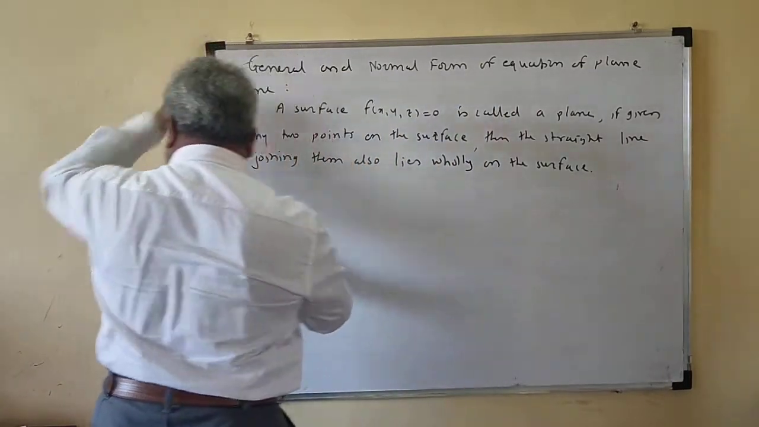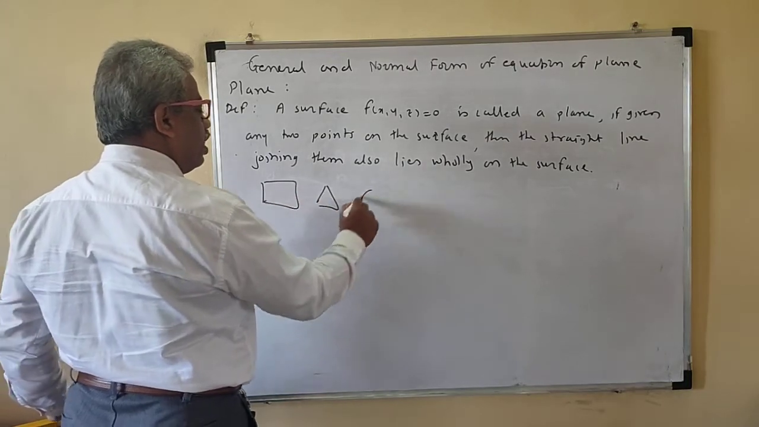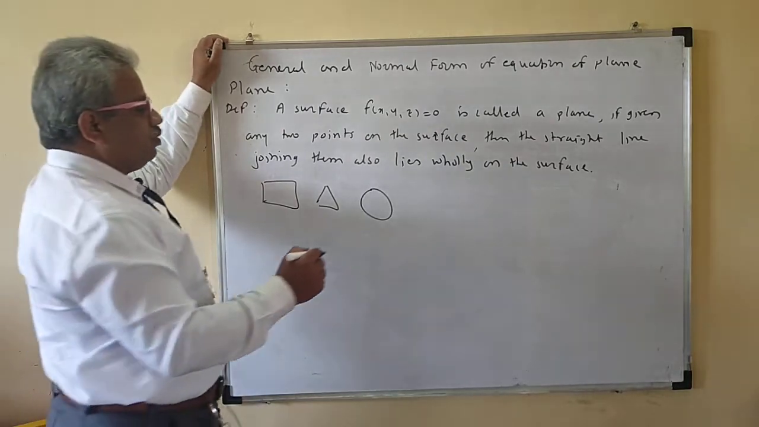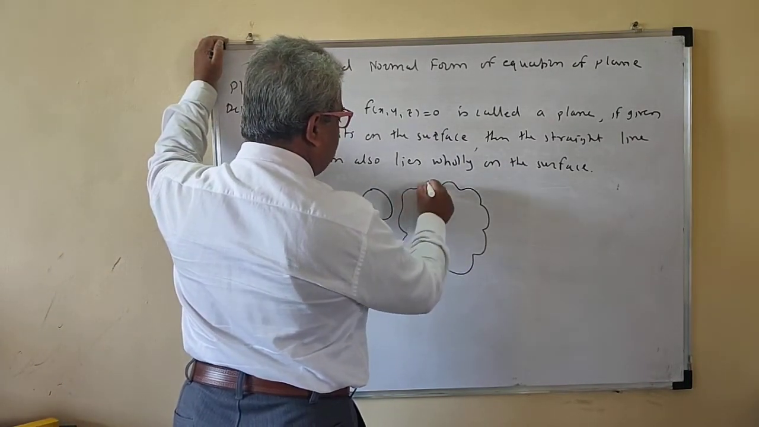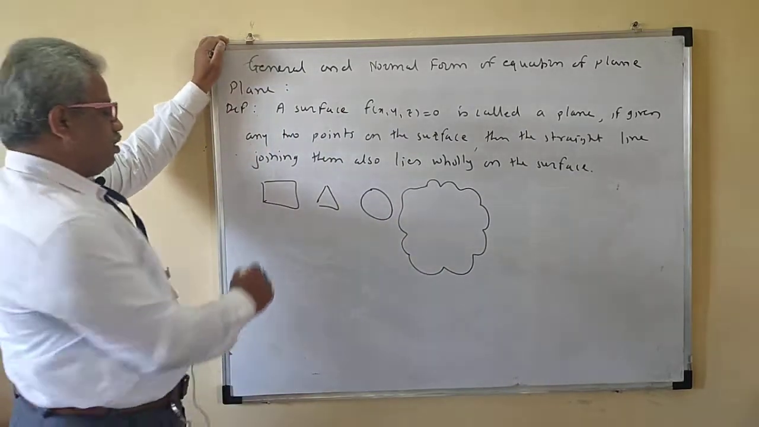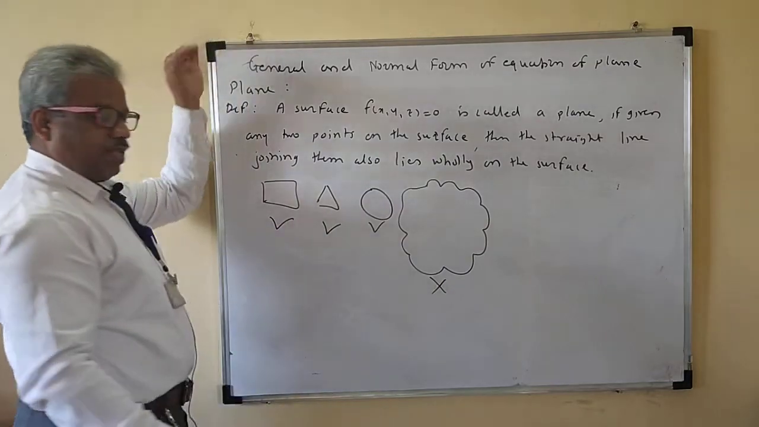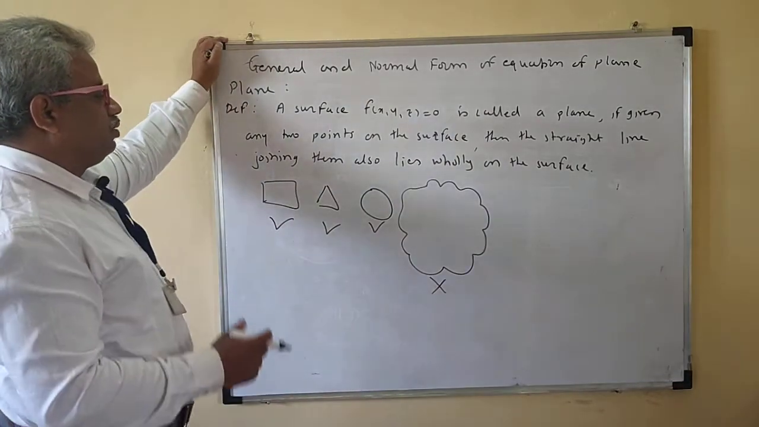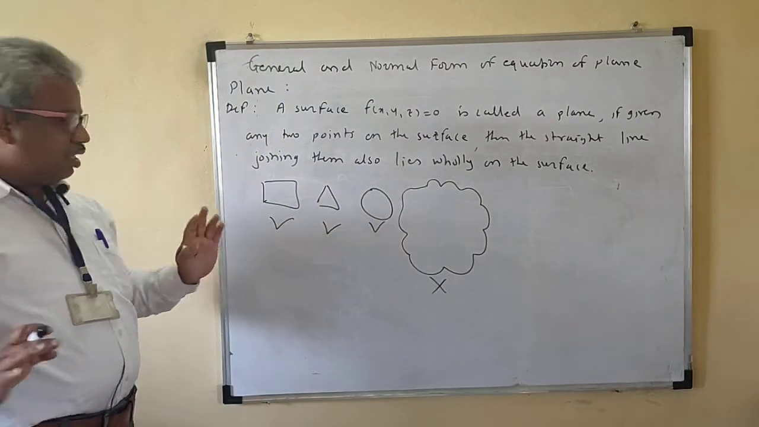So that means the circle, triangle and quadrilateral, these are planes. You take any 2 points here. Such a surface is a plane. This is a plane, this is a plane, this is not a plane, this is not a plane. Note this. So triangle is a plane, circle is a plane.